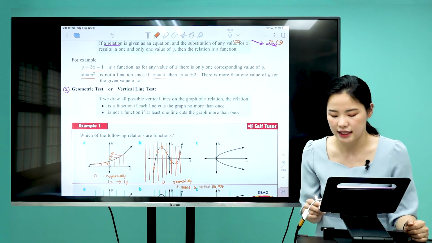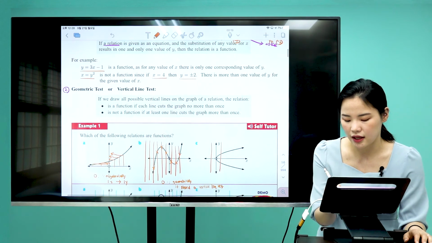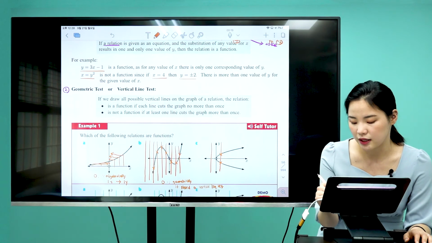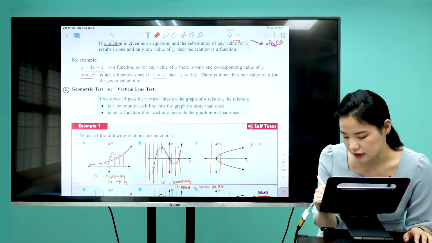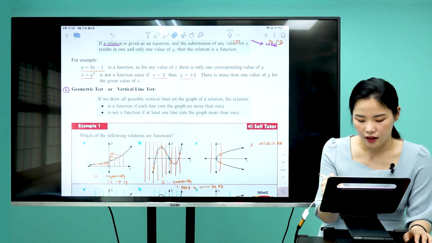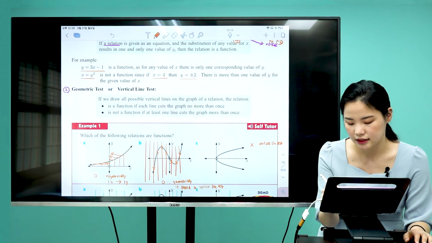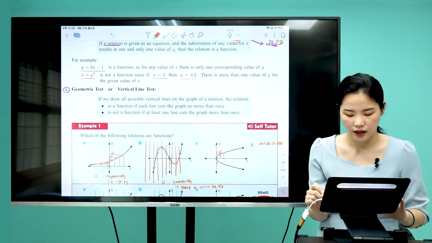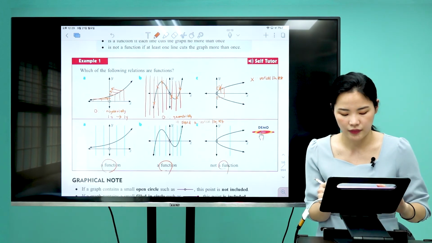However, if we look at C, before we choose to do the vertical line test, we see two points crossing one vertical line. So it is not a function because it can't pass the vertical line test. Or we can use the algebraic test. With one x, you will have two y's, which is not possible. Okay, so let's check the answer. It's a function, a function, and not a function.